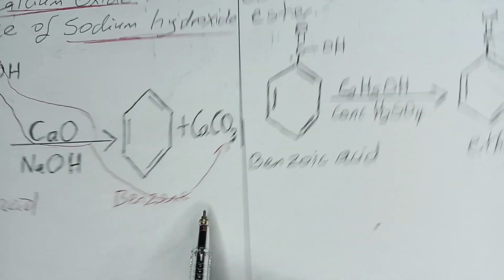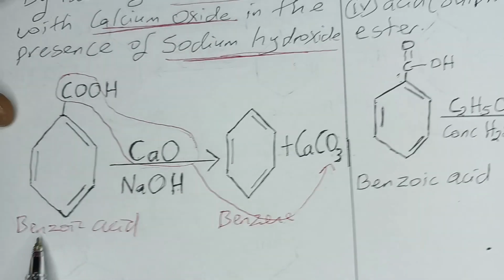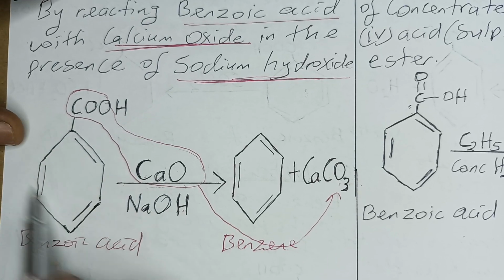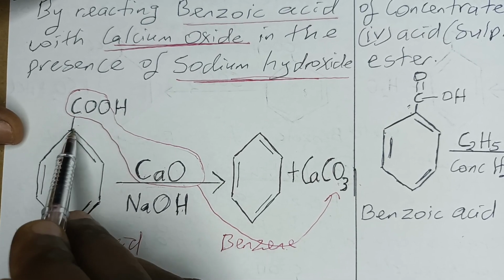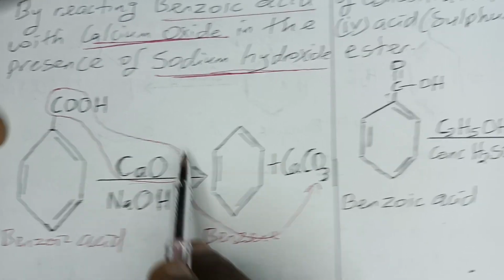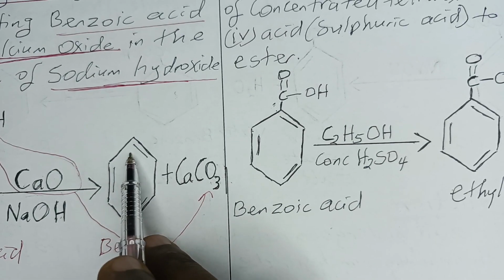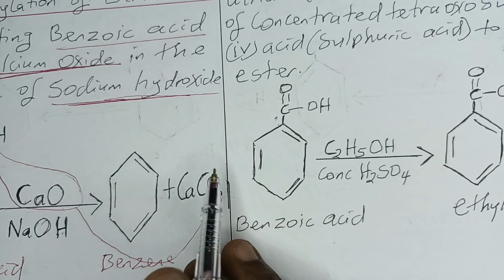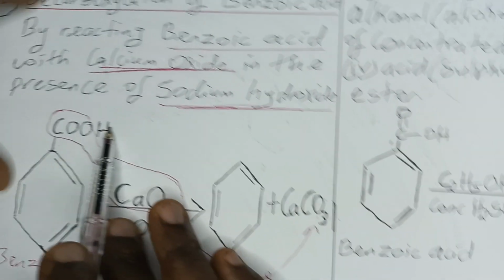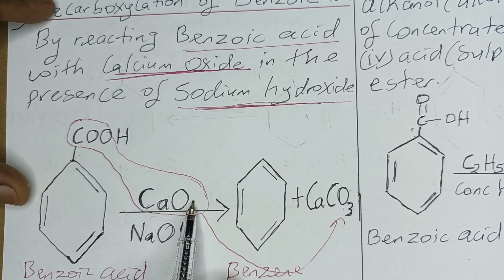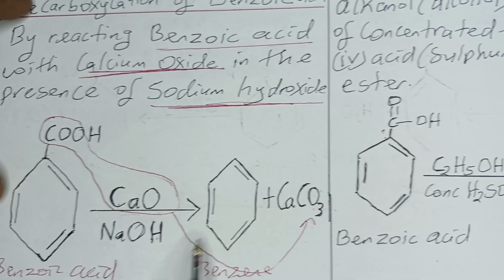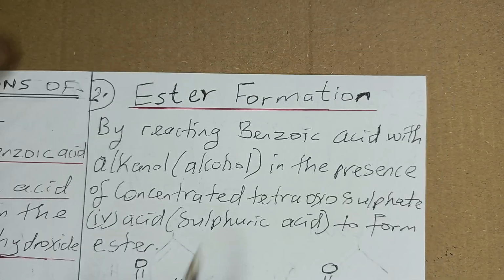So it is easy for us to produce benzene from benzoic acid. This is benzoic acid. This attacks this, and leaves this hydrogen in this place to make this ring complete. So that's that about that. So it means we can decarboxylate. We can take this carboxyl away by introducing calcium oxide in the presence of sodium hydroxide. So let's go to the second one.